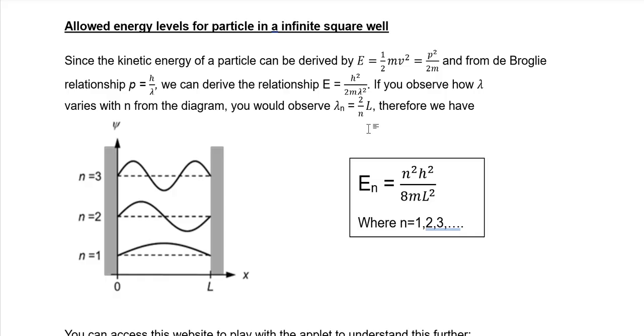Therefore, if I substitute this into this expression over here, I'll get this equation. Lambda squared is this lambda that I substitute inside. So 2 squared becomes 4, so the denominator has a 4 inside, multiplied by 2, that's how you get 8. Then you divide by n squared, which means it goes back to the top. That's how the n squared goes to the top here. So En equals n squared h squared over 8 m L squared, for n equal 1, 2, and 3. Obviously 4, 5, 6, 7 also can.